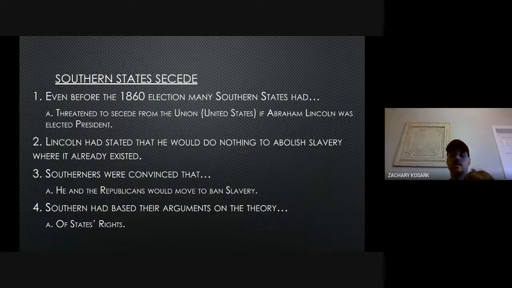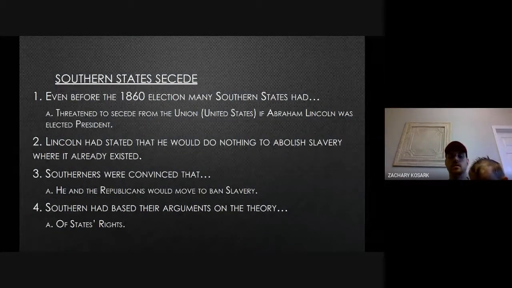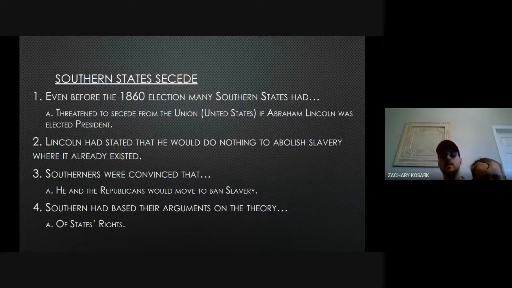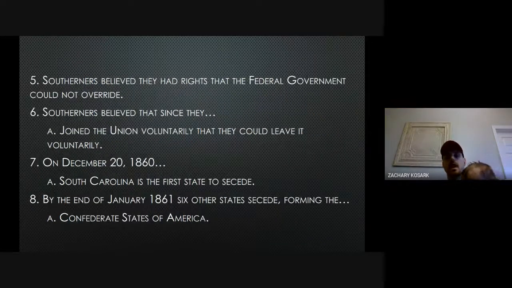Southerners, however, are convinced that's a whole lie, that he is actually going to ban slavery and get rid of it all the way across the southern states. Southerners had based their argument on the theory of states' rights. The idea here is that the states have certain rights that can cancel the federal government out. It's an interesting theory. There's a lot of different things that apply to it.